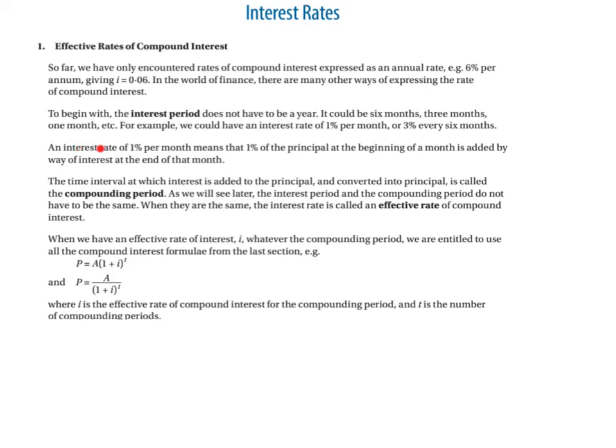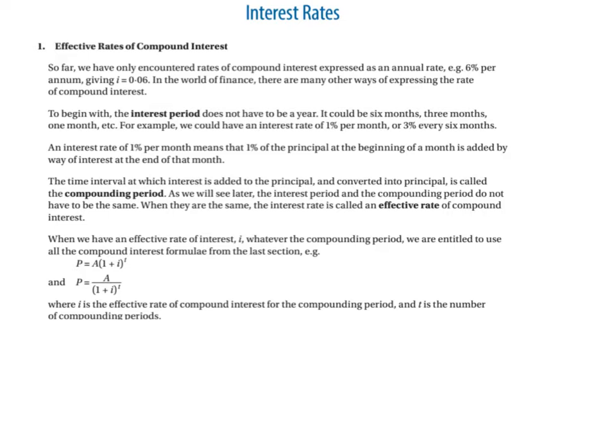Okay, so it says here, an interest rate of 1% per month means that 1% of the principal at the beginning of the month is added by way of interest at the end of the month. So 1% per month means that at the end of the first month, you'll have added 1%, which now means that there's slightly more money. So 1% of the principal again is slightly more than that last month, and so on and so forth for the number of compounds that you do.